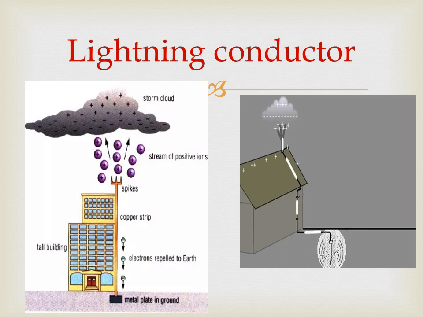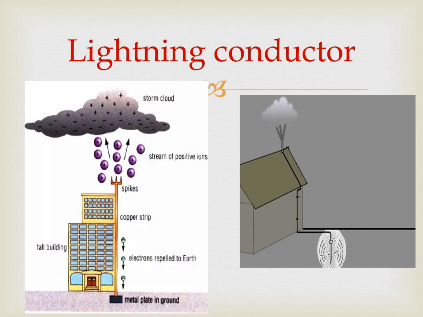A pit is dug in the ground. Coal and salt are filled into the pit and the iron plate is placed upright in the pit. There is also a provision for pouring water into it. This helps to spread the electric charge quickly into the ground and prevent damage.